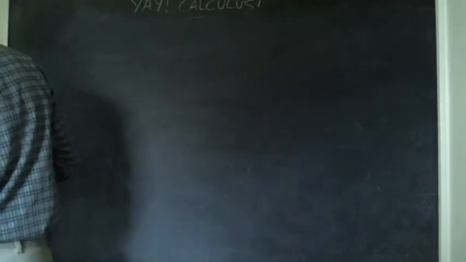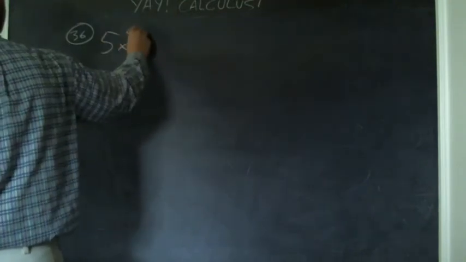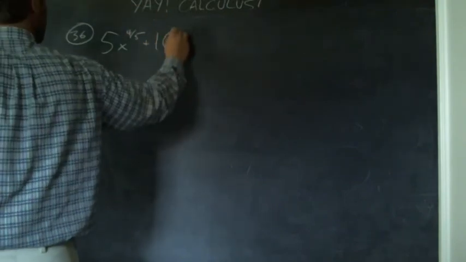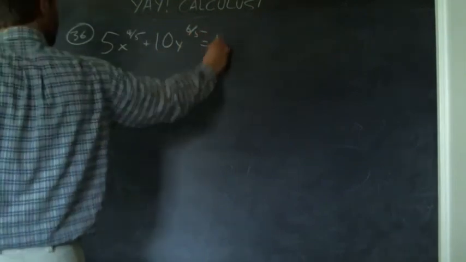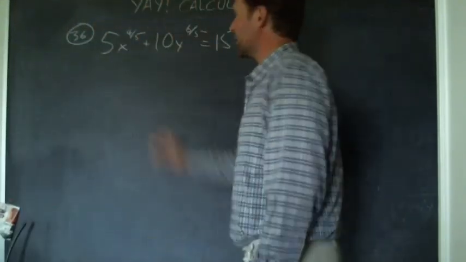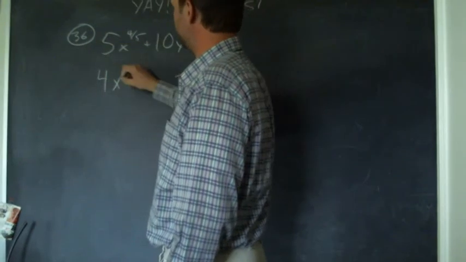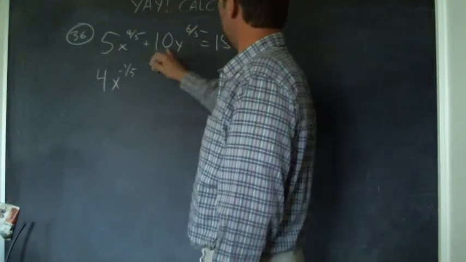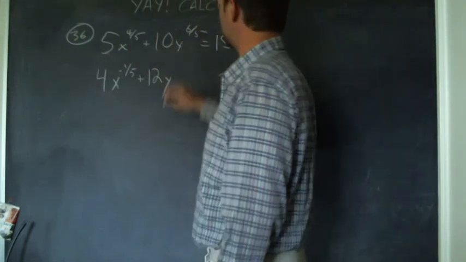See, that was 35. 36, we have 5x to the 4/5 plus 10y to the 6/5 equals 15. So no surprises here. 4/5 times 5 is 4. 5/5 is 1. That's x to the negative 1/5, and we subtract 1 from 4/5. 6/5 times 10 is going to be 12. 6/5 minus 5/5 is 1/5.